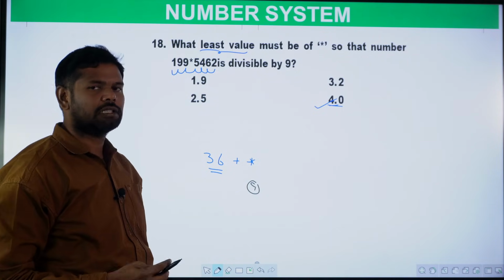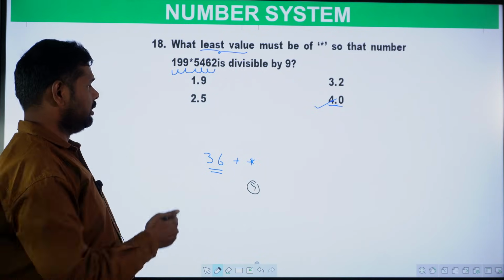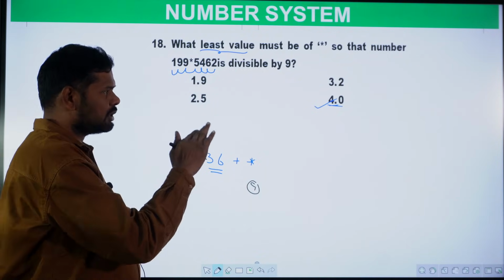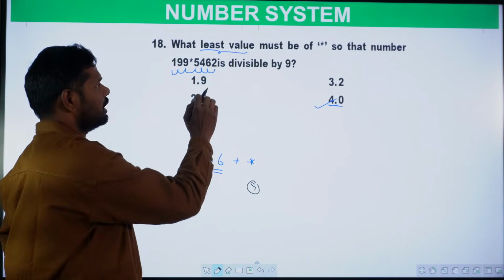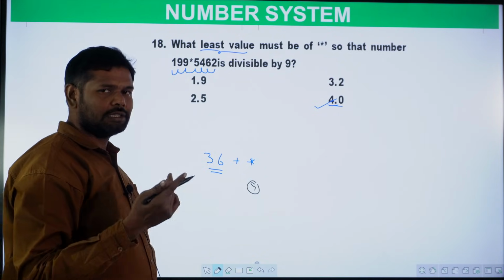Sometimes there is a chance of options A and B, A, B, C, all of the above also. That's why, if the first option is correct, don't just say it; observe the remaining options also, and read the question clearly. What least value? They are not asking what the digit is. Right?